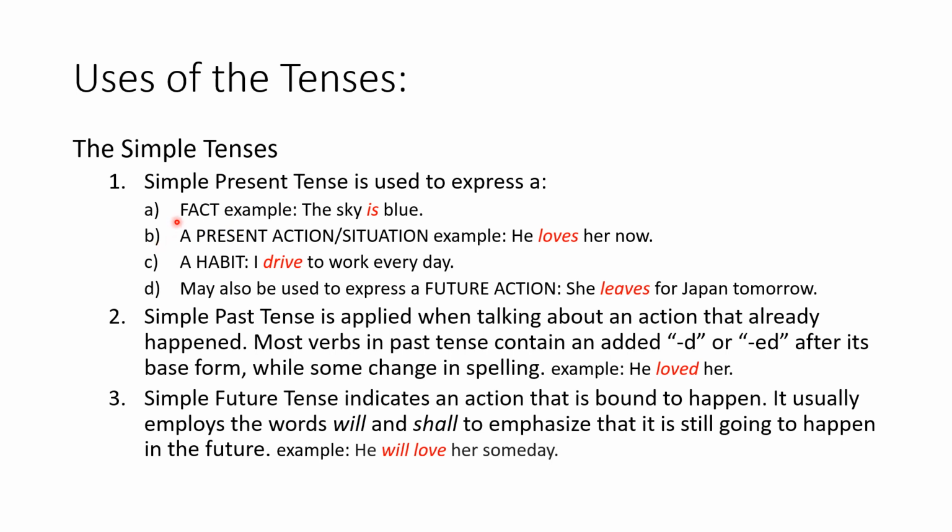Next, letter B. The simple present tense is also used to talk about a present action or situation. Example: he loves her now. The word now is a clear indicator that the action is at the moment true or happening. Next, letter C. The simple present tense is also used to talk about a habit. I drive to work every day. This time expression is an indicator that this action is habitual.